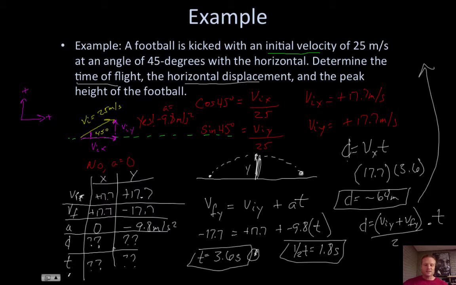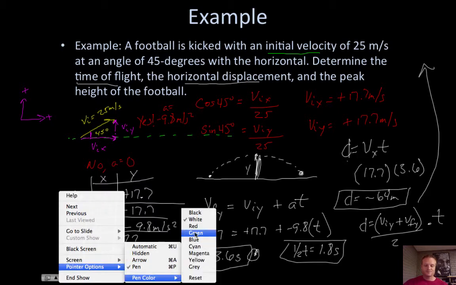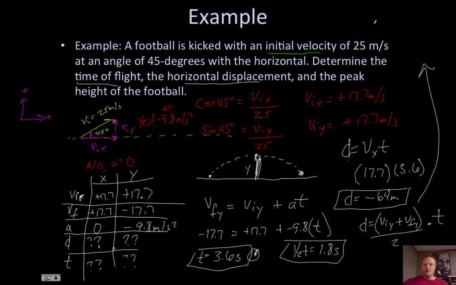So what is the initial velocity? I'll change colors so it's not getting mixed up with this text. So I have d equals, the initial velocity in the y direction is this, right? Plus 17.7. And that doesn't look like a plus, so let me fix that. Plus 17.7 plus what is the final velocity?